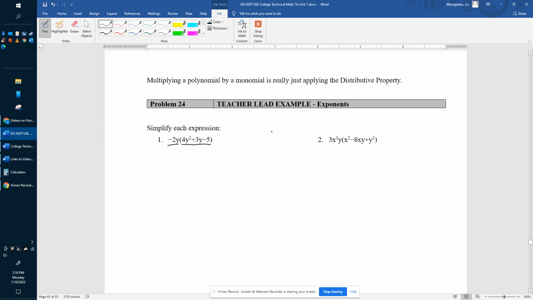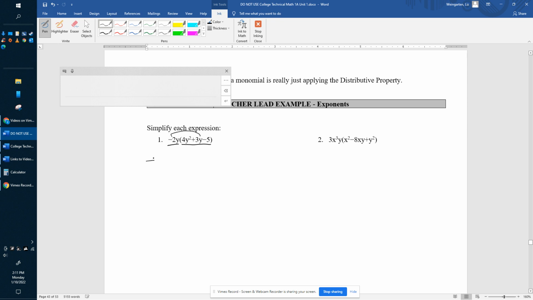Now we're adding and subtracting in addition to multiplying using properties of exponents. So this gets a little bit more complicated. So you really have to keep your rules in order at this point. So let's take a look. We're going to distribute this negative 2y to 4y squared, distribute it to 3y, and distribute it to negative 5.